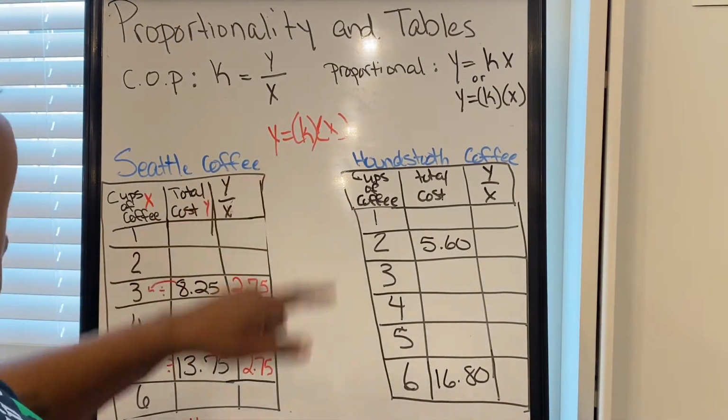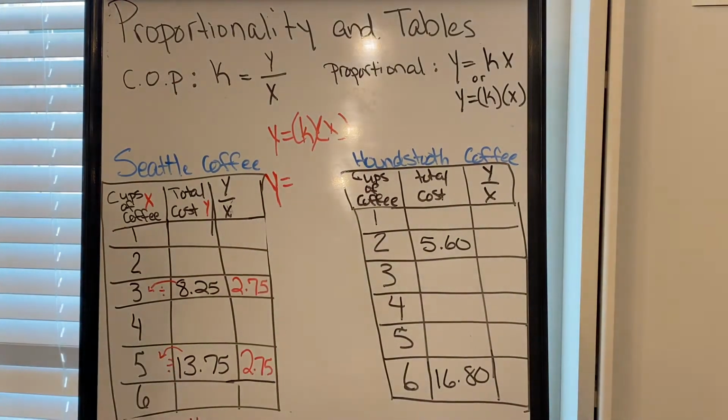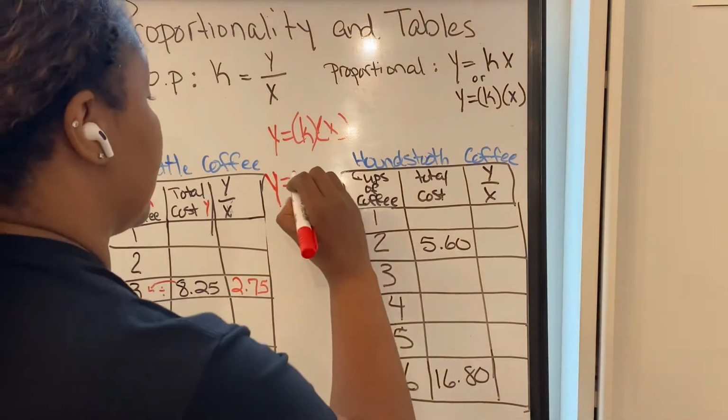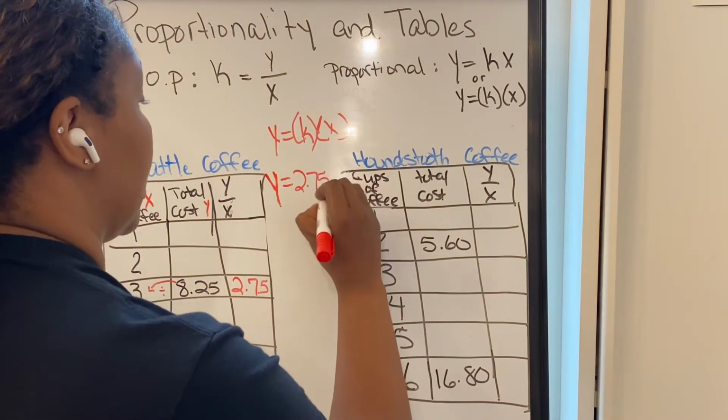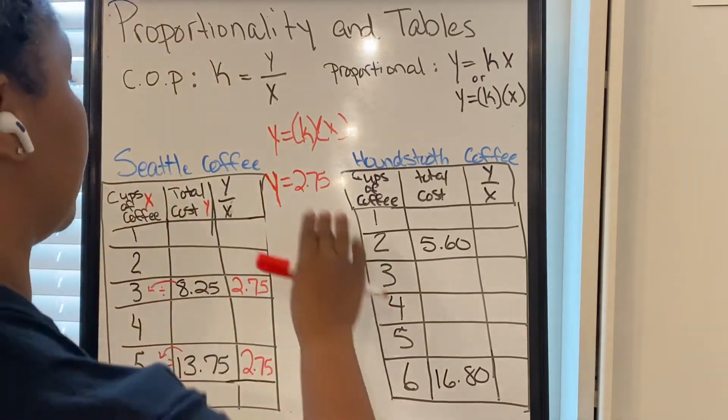So we have Y. I don't know what my Y is yet, but I do know what my K is. My K is $2.75. And I'm going to multiply that. Let me write a little smaller because I'm going to write down here. There's a little more space down there.